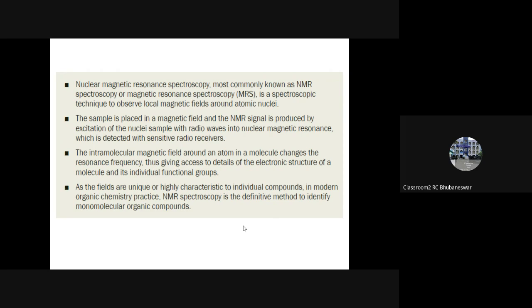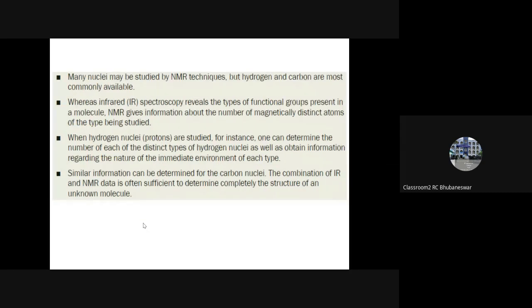In detail, slowly we'll be seeing the instrumentation and all other things. Okay. As these fields are very unique and highly characteristic to individual compounds, in modern organic chemistry practice NMR is a definitive method to identify organic compounds. How to do that also we'll be discussing in today's class: how to analyze these organic compounds by using NMR spectroscopy.